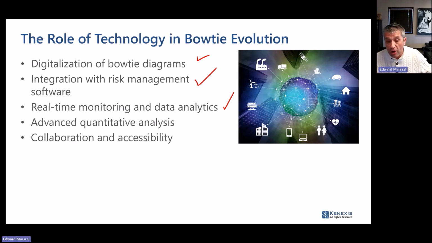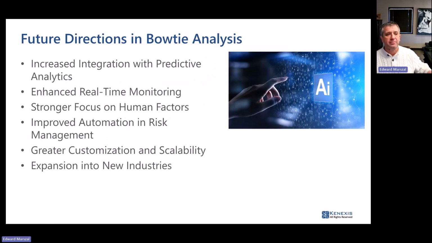So KISS, as you know, has a lot of application programming interfaces where we can pull data in and out from things like other maintenance management systems and online historians of process information and make all that available. We're now able to do advanced quantitative analysis inside the bowtie diagram instead of just a pretty picture, and then more collaboration and more accessibility in that cloud-based framework.